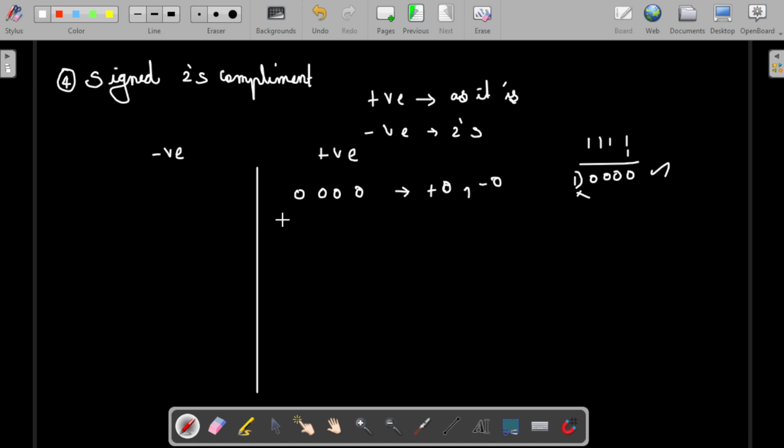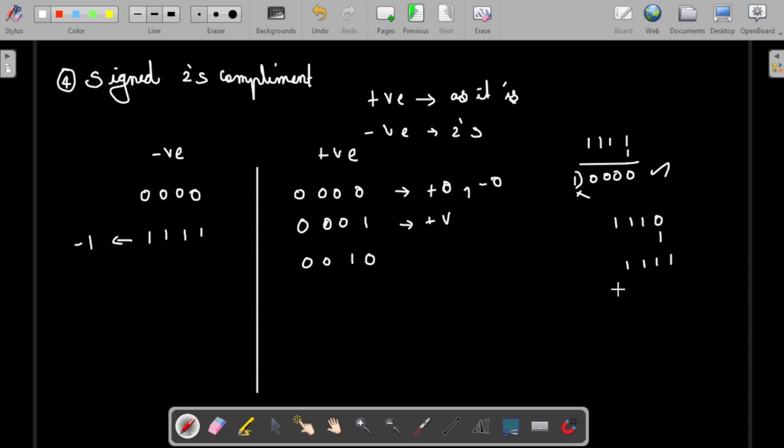Then the minus 1, how can it be represented? Let's see. So 0 0 0 1 is positive 1. If we take the 1's complement, this is 1 1 1 0, and adding 1, it will be 1 1 1 1. So the minus 1 can be represented as 1 1 1 1. Okay. So 2 can be represented as 0 0 1 0. We take the 1's complement, which is 1 1 0 1. If we add 1 to that, then it is 1 1 1 0. So this is the representation of minus 2.